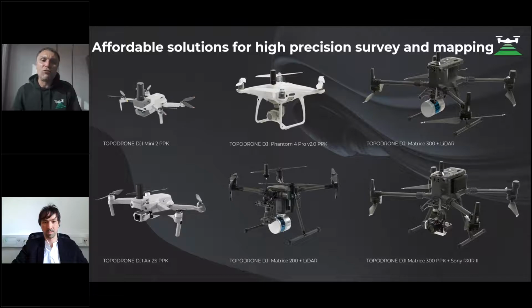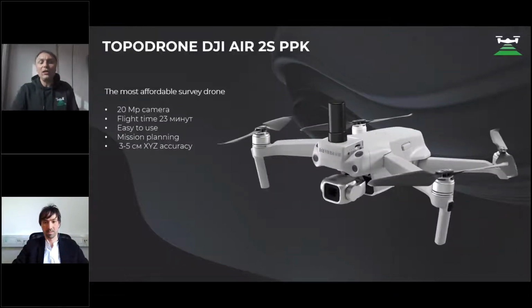You can use it for volume calculation. You can use it everywhere. And of course, a combination of photogrammetric survey and LiDAR survey will provide you better results and better benefits. And today I would like to introduce our newest solution. It is a DJI Air 2S with an additional installed GNSS receiver on board. It has a 20 megapixel camera. Together with our GNSS receiver, it provides 3 to 5 centimeter accuracy definitely.